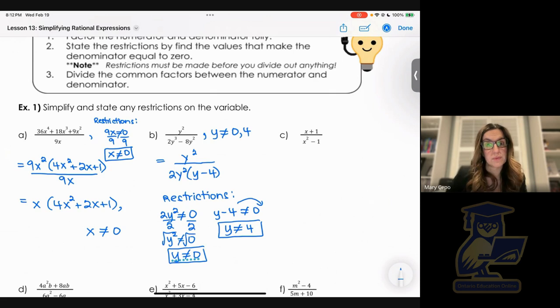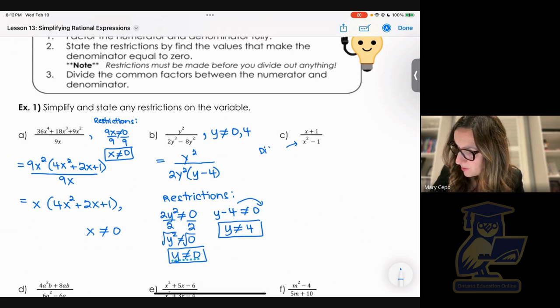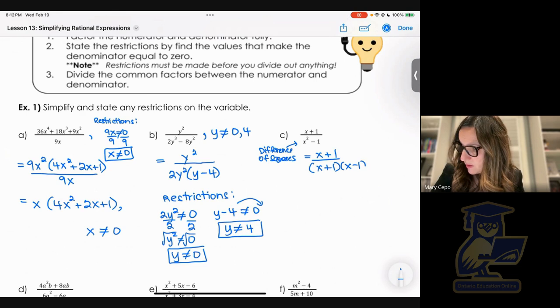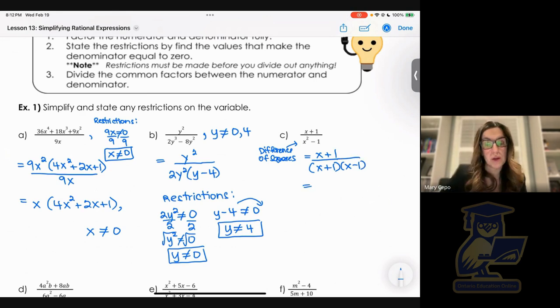Looking at C, we have x plus 1 over x squared minus 1. Again, that's a difference of squares. So we do have to really remember our difference of squares. We can say x plus 1 all over x plus 1, x minus 1. Just recalling, when we are factoring a difference of squares, keep in mind that's a special case. Identify the first terms as perfect squares, because x times x is x squared, 1 times 1 is 1 squared is 1, and you're taking a difference.